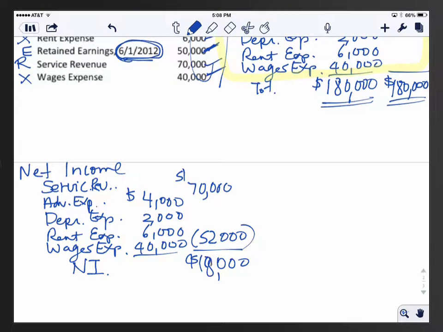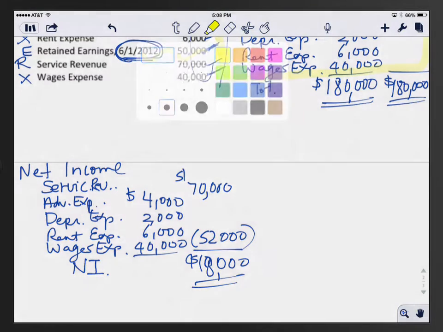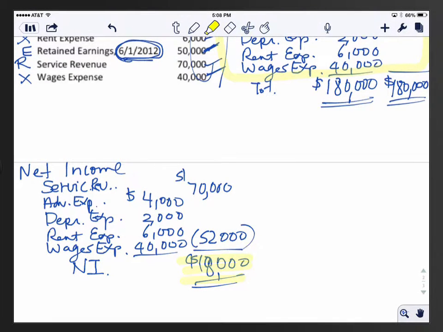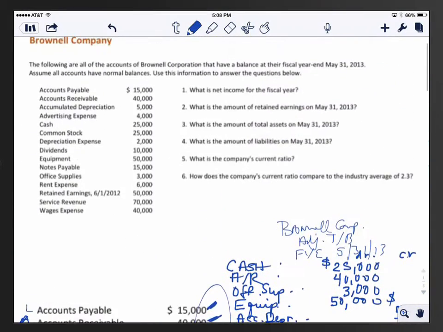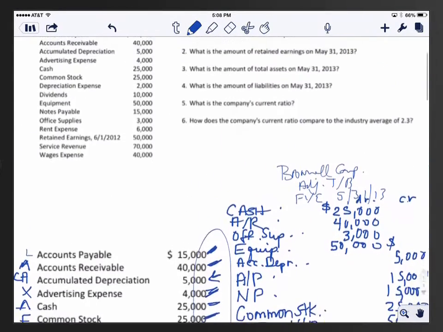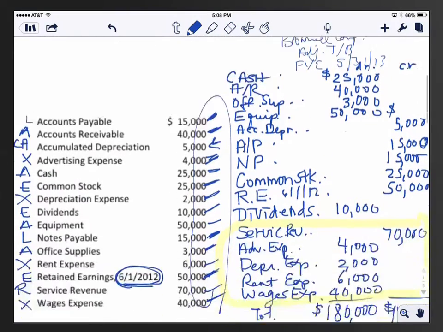Now, it wouldn't be net income if it were negative. If it were negative, it would be net loss. So I'm just going to highlight that. There's my answer to part number 1. I'll just mark it here on my paper. Next question is, what is the amount of retained earnings on May 31, 2013?